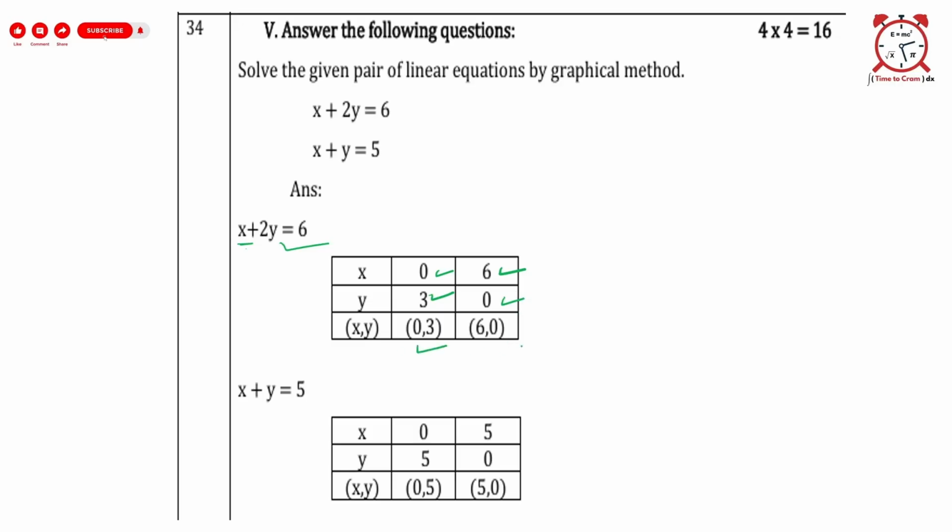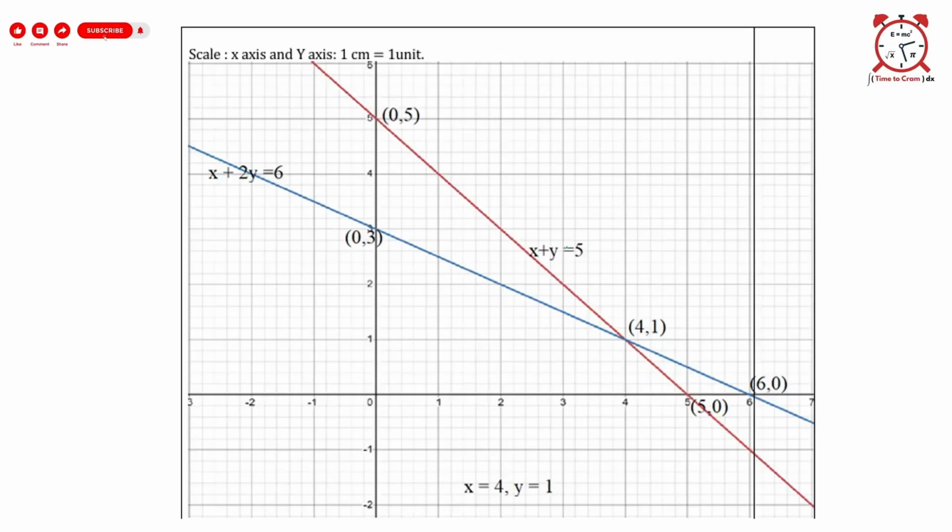So two points we have considered for the first equation: 0, 3 and 6, 0. For the second equation, you can see the equations are very simple. Again for x we will take 0. If you keep 0 here, then y equals 5. Now if you keep y as 0, then x equals 5. If you plot these points one by one, first you have to plot the two points of the first equation and draw the line. This is the first equation and this is the second equation.